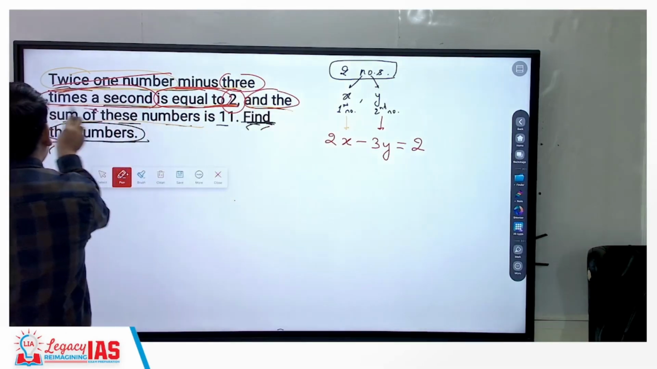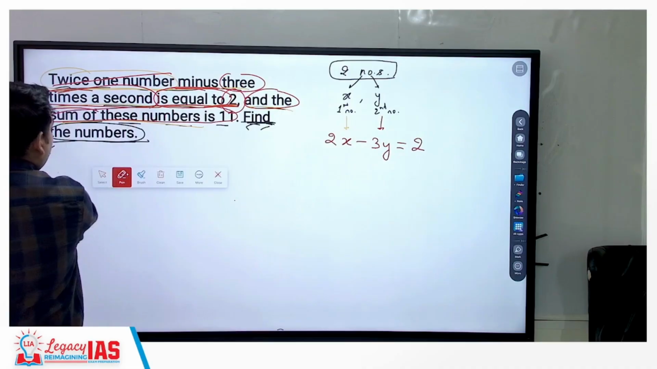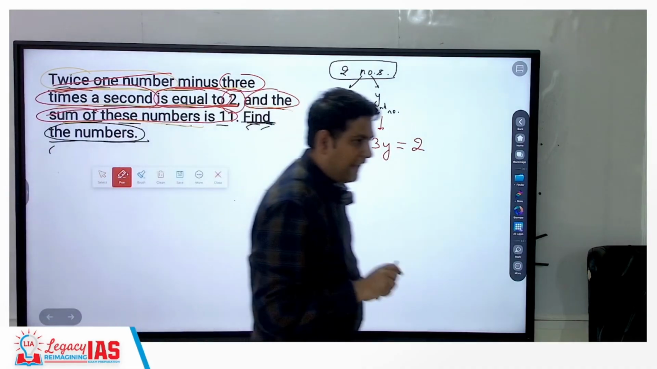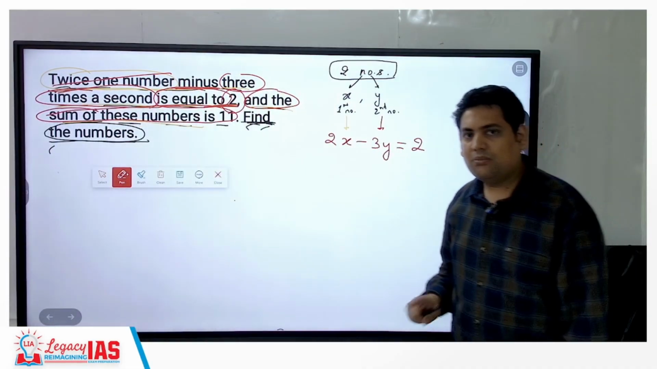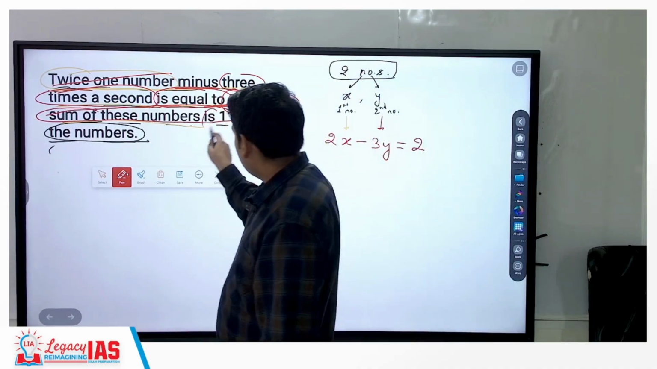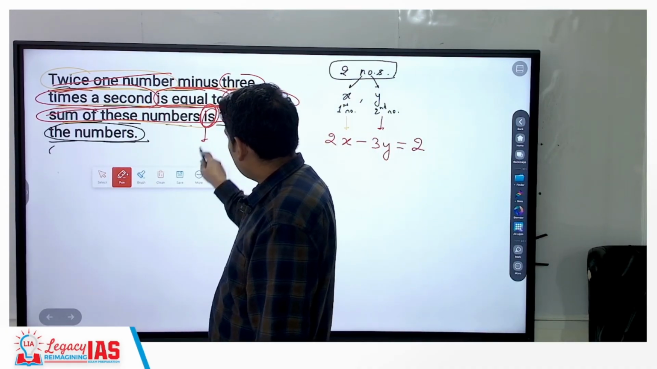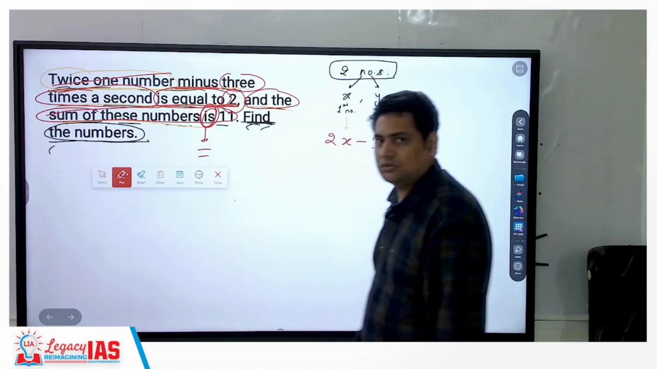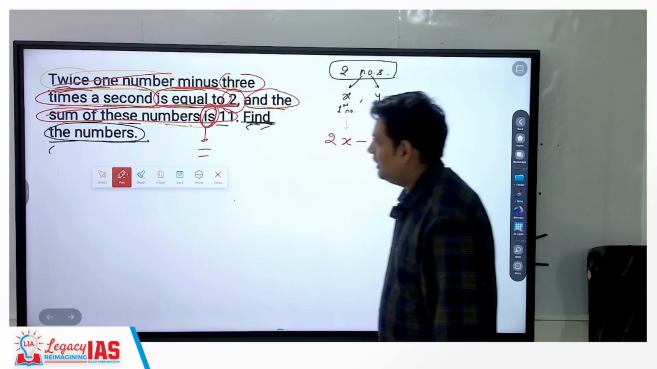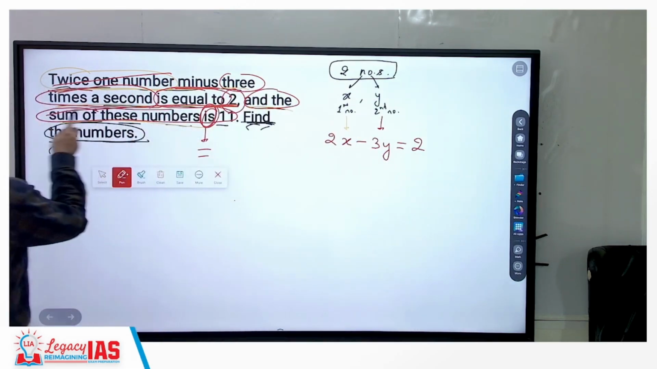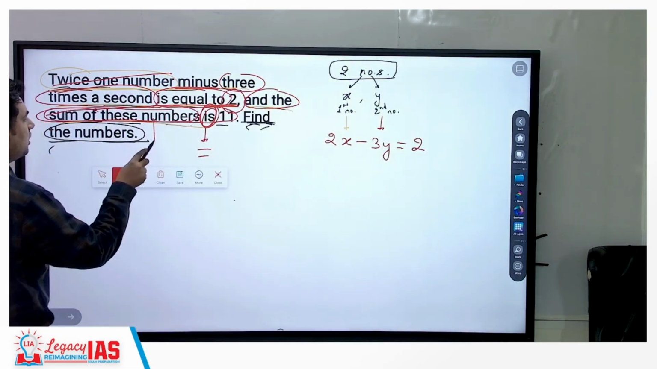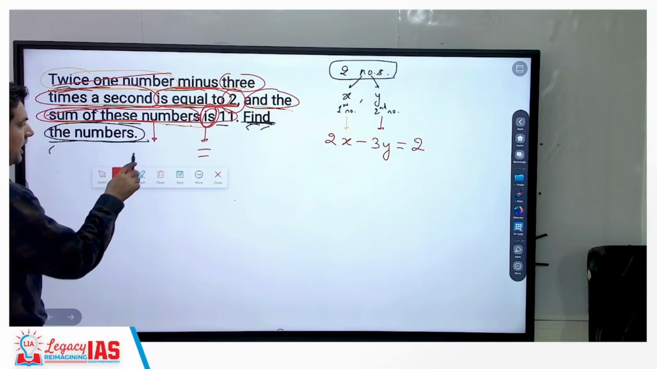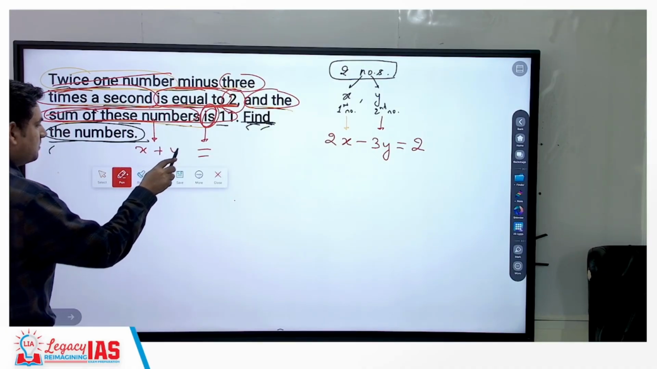And the sum of these numbers is 11. Now what does it say? And the sum of these numbers is 11. Wherever you see "is" written like this, it is usually replaced by equal to. Okay. Now read this. Sum of these numbers. Sum of these numbers means what? What are the numbers? X and y. Their sum means x plus y.